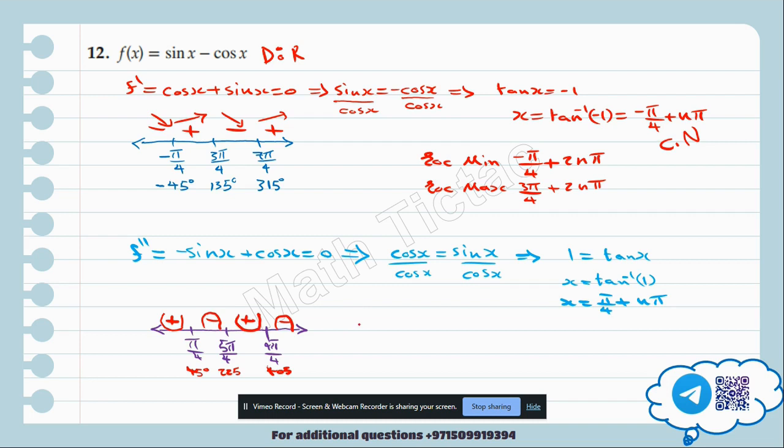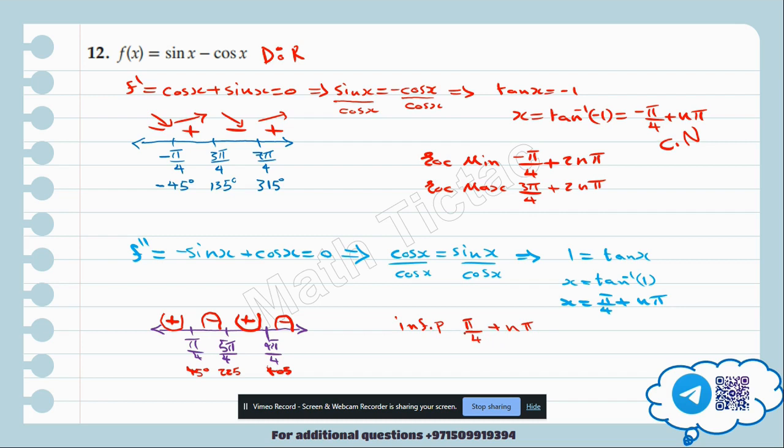So we can see that the concavity will be endless actually, because this is a periodic function. It will be repeated all the time. The next interval after concave down will be concave up, then concave down, then concave up, etc. So in here I can write inflection point. The inflection points will be at pi over 4 plus n pi.